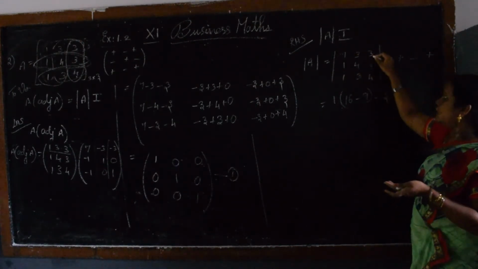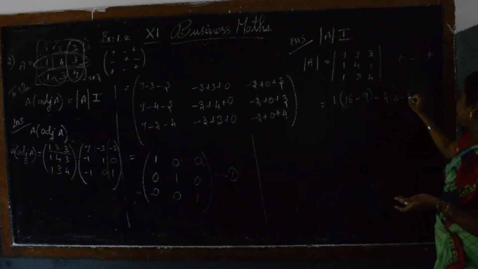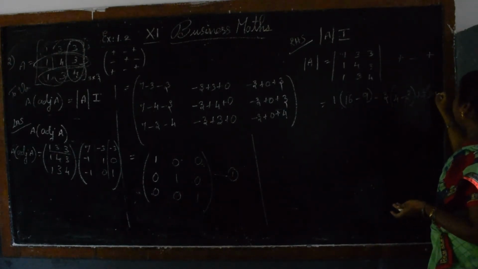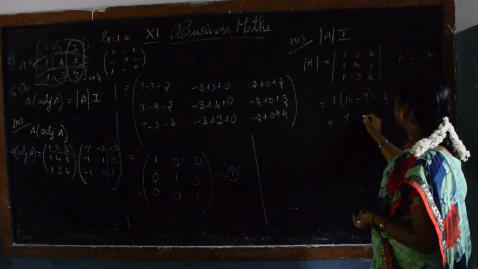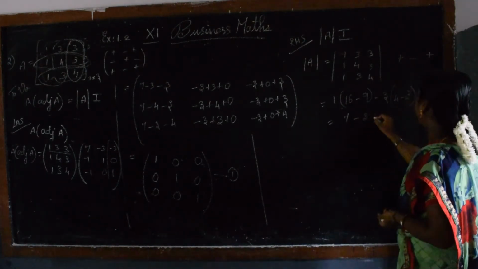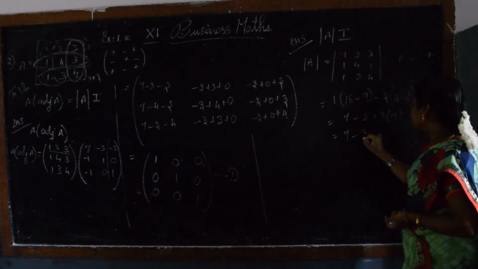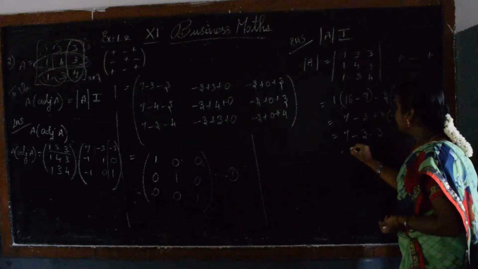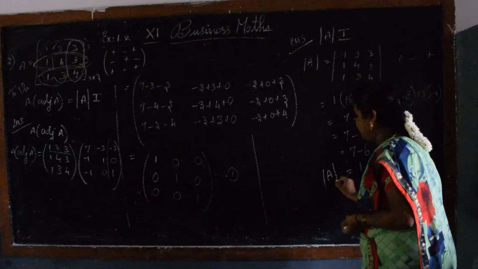Now eliminate this row and column. See what remains: 1 4 is 4, 1 3 is 3. 4 minus 3. Take the third element plus 3: 3 minus 4. So what is the answer? 7 minus 3 here, plus 3 into minus 1. So the answer is 7 minus 3, plus into minus is minus, so minus 3. 7 minus 6 is equal to 1. This is the value of the A determinant.